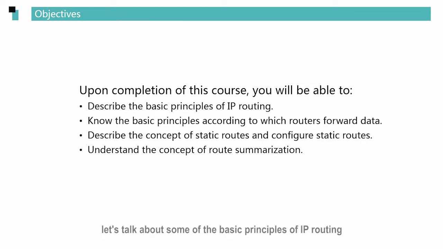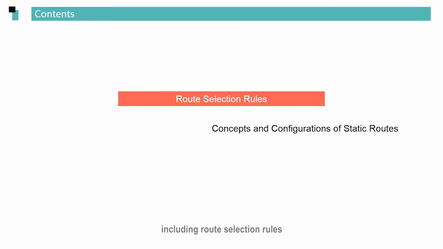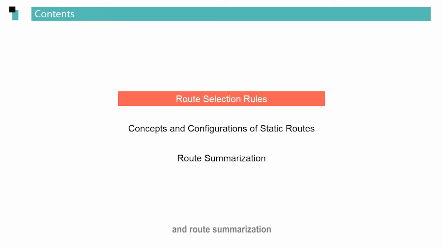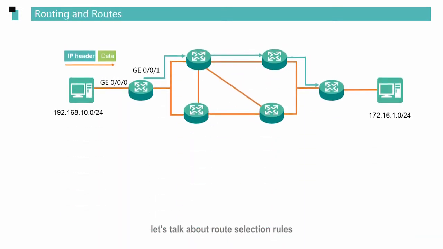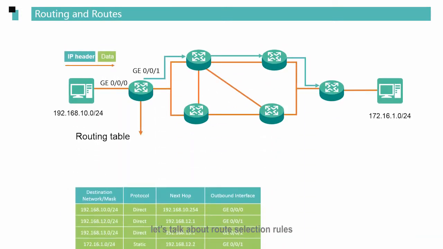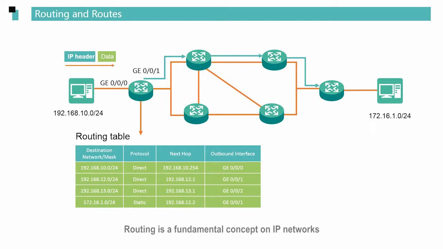Today, let's talk about some of the basic principles of IP routing, including route selection rules, static routes, and route summarization. First, let's talk about route selection rules. Routing is a fundamental concept on IP networks. IP networks enable nodes to communicate with each other by exchanging data, which relies on network devices for transmission.